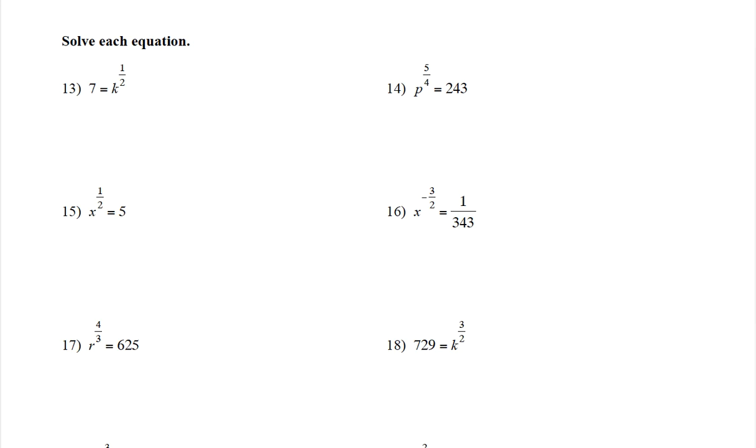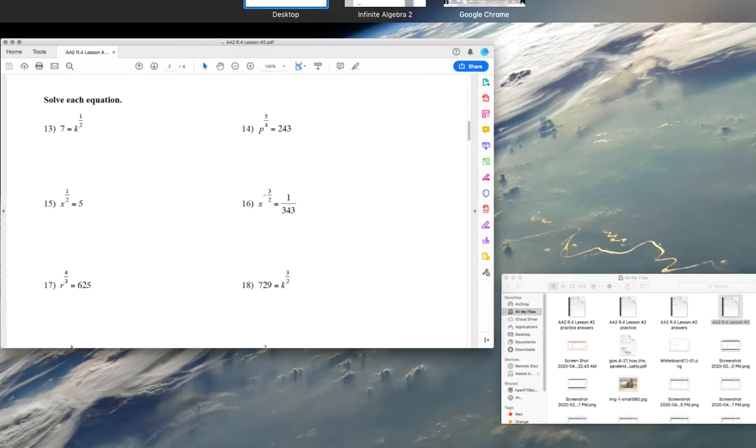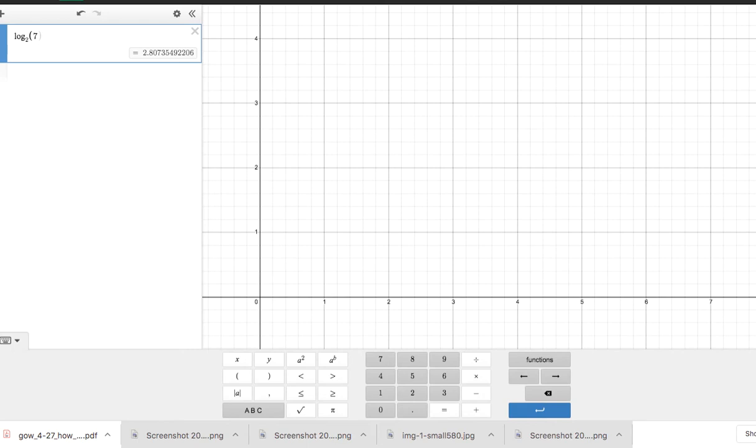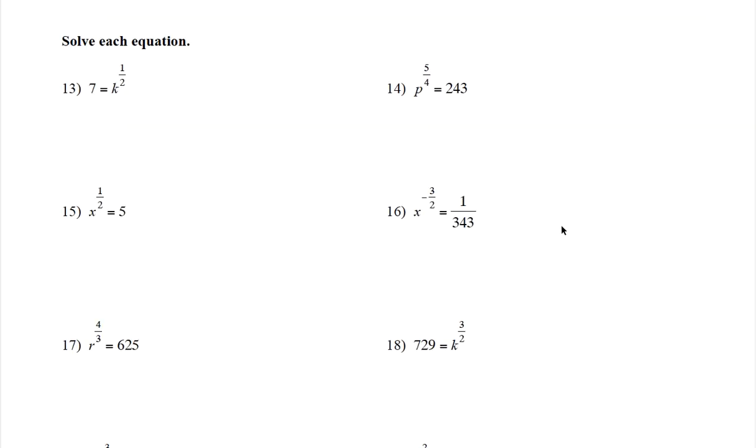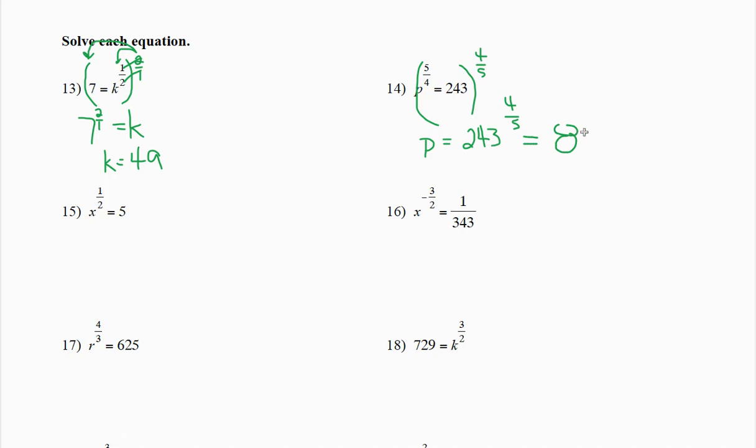So let's open Chrome. Oh, so sorry. Okay. 243, and then you hit this AB button here, and then you turn it into a fraction here, and you can fill in 4/5. Oh, it's 81. So, p is equal to 81.